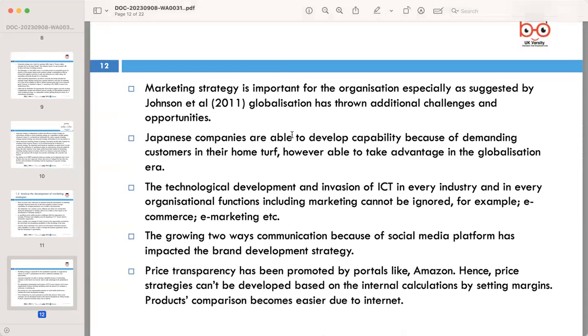Marketing strategy is important for the organization, especially as suggested by Johnson in 2011, globalization has thrown additional challenges and opportunities. Here we will discuss factors that influence marketing strategy development, considering the impact of globalization, technology, communication, and price transparency. Globalization presents both challenges and opportunities. Japanese companies, for example, developed capabilities due to demanding customers at home and leveraged them globally. The advent of technology, particularly information and communication technology, has transformed industries and marketing practices.